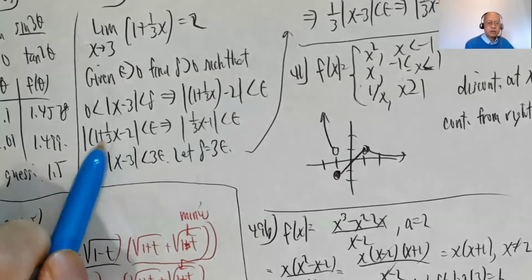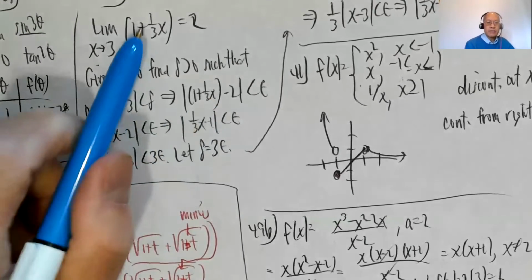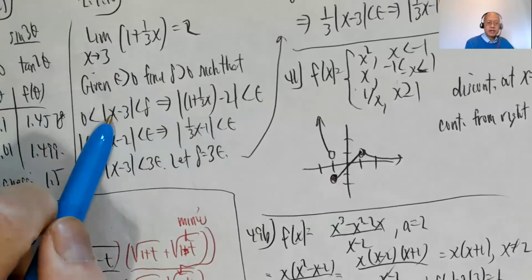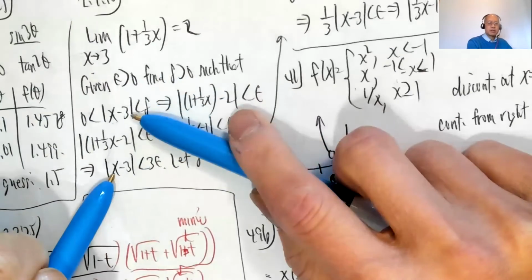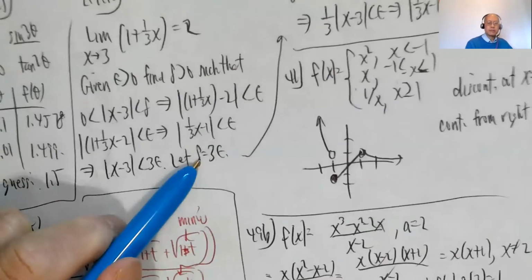So I fit it with this. That comes out to be 1/3 x minus 1. I've got to make it look like this, so I multiply by 3 on both sides. And I get x minus 3, which is right here. So delta equals 3 epsilon.